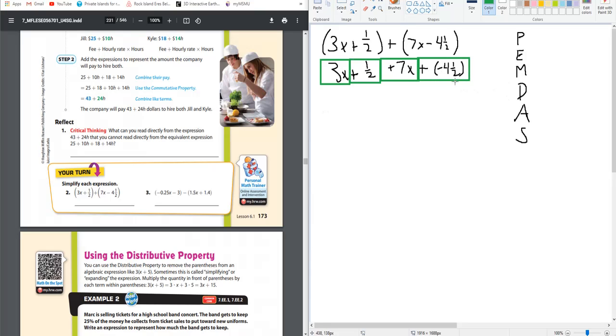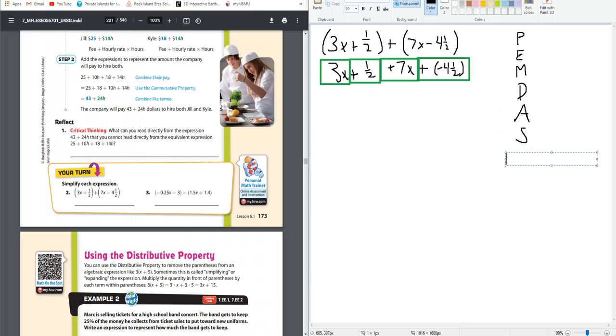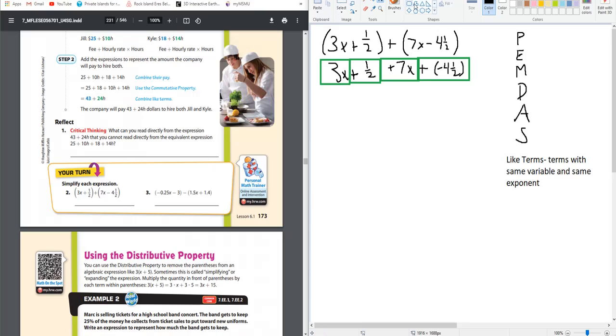Okay. So we're now going to combine like terms. Combining like terms, if you remember, like terms are terms with the same variable and same exponent. It doesn't matter what else is in the term, as long as they have the same variable and same exponent. So that will mean that these two are the same and these two are the same. So these are our like terms, because these both have x's, and these both don't have any variables at all. So that's what makes them like terms.